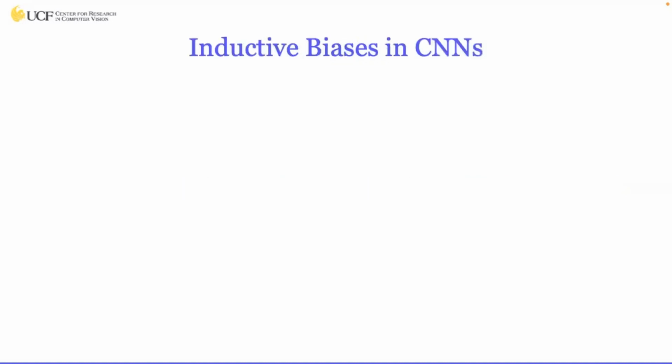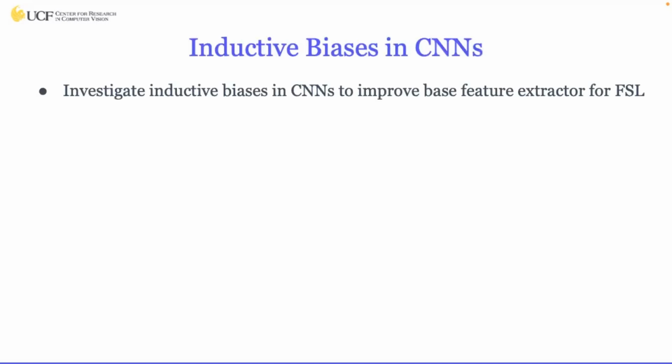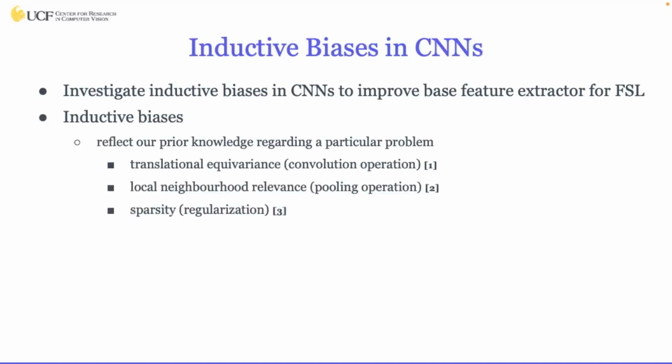To do that, let's investigate the inductive biases in CNNs to improve this base feature extractor. So what are inductive biases? Inductive biases basically reflect our preference for one particular set of solutions. The examples of inductive biases are ubiquitous in deep learning. For example, the convolution operation bakes in the translational equivariance bias. Then we have the local neighborhood relevance baked into the pooling operation, so max pooling, average pooling, and there is sparsity implemented through different regularization terms like L1.